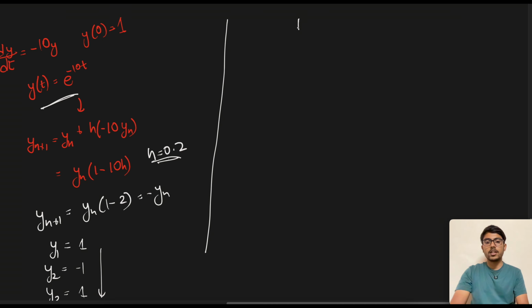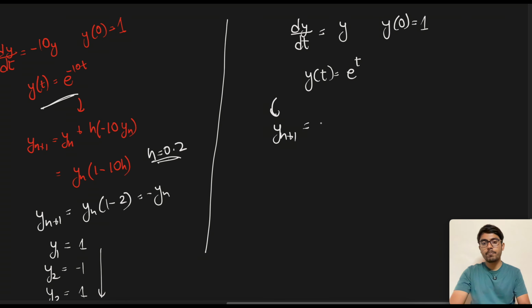Okay. Next, let's think of an example where divergence is also demonstrated. So we consider, let's say, dy/dt equals y and y(0) equals 1, right? So the analytical solution again in this case will be y(t) equals e raised to the power t, right? Now it is very clear that this is smooth exponential growth, right? And if we try to put this now into the Euler equation, it's y_{n+1} equals y_n plus h times y_n, right?